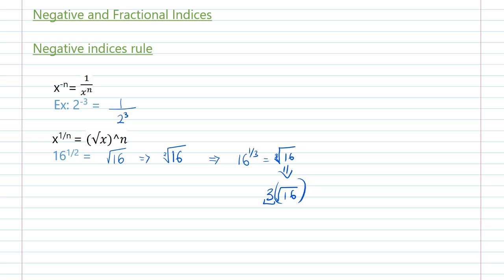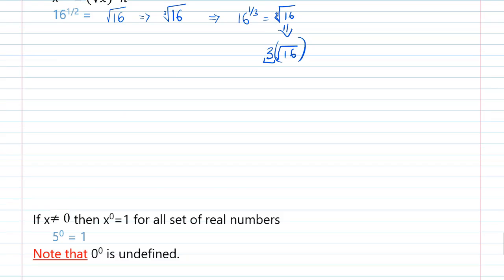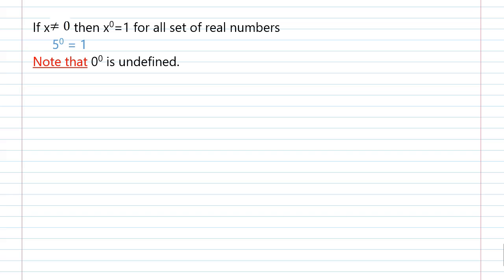Now let's move on to the next important point, which is that if x is not equal to 0, then x to the power of 0 equals 1 for all real numbers. So all numbers to the power of 0 will give you 1. 5 to the power of 0 equals 1, 100 to the power of 0 equals 1, 1 million to the power of 0 also equals 1. But note that 0 to the power of 0 is undefined.